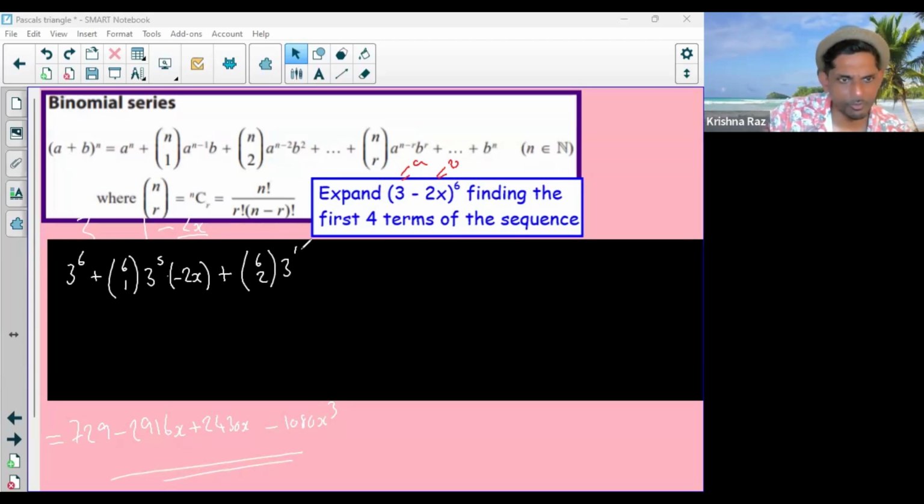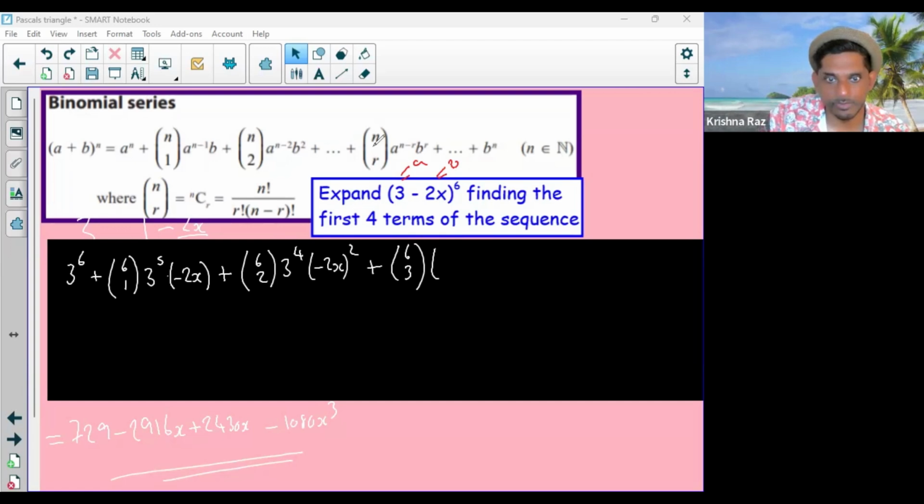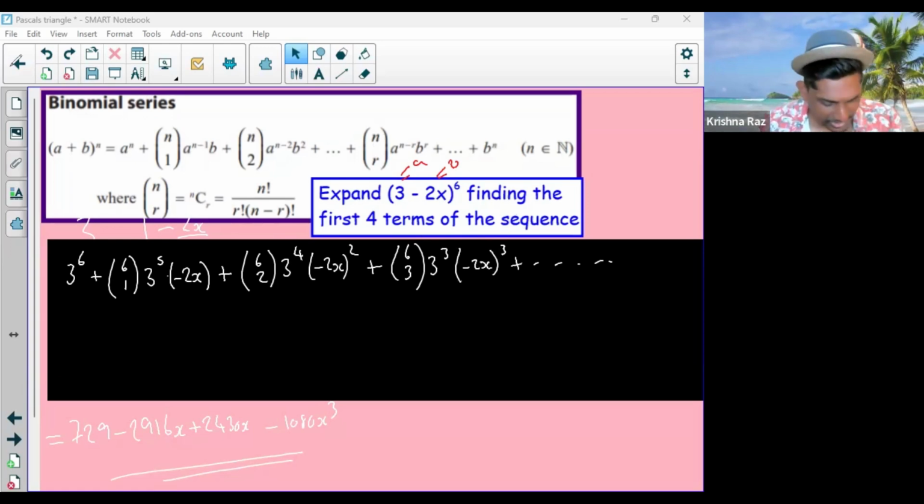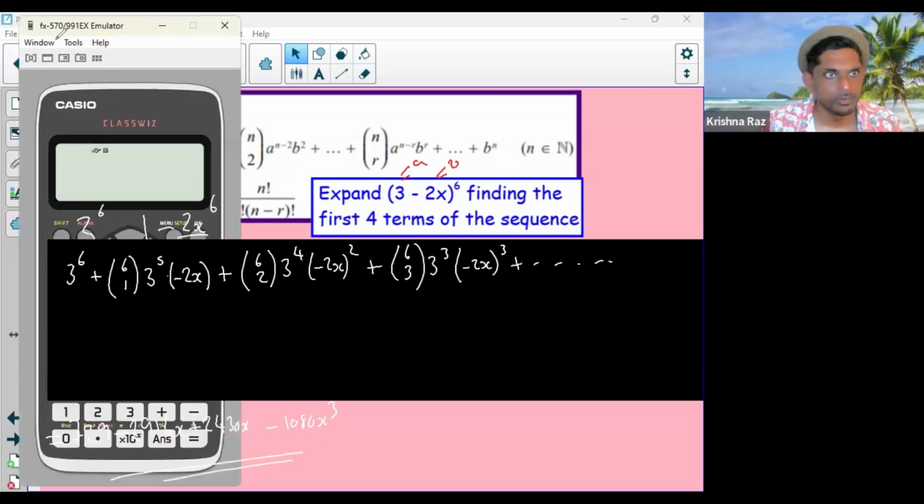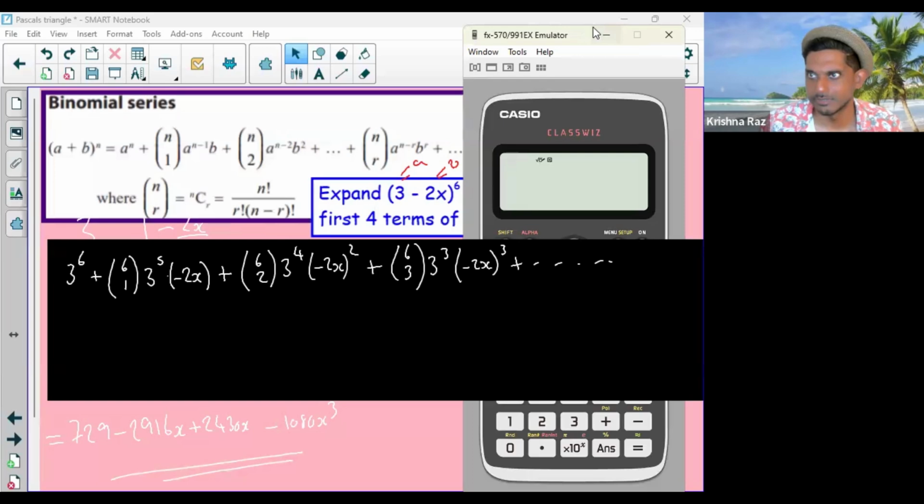The power goes down by 1. The other power goes up by 1. And then we get the next one, 6 choose 3, 3 to the power of 3. And then we will get minus 2x to the power of 3. And so on. So if I put up the calculator, what we should see is, well, that's a bit long, I can't see.